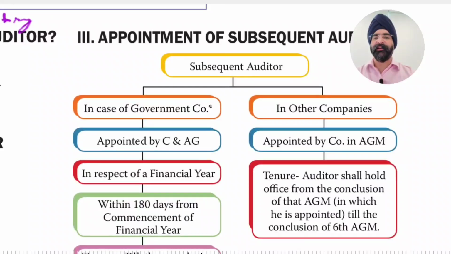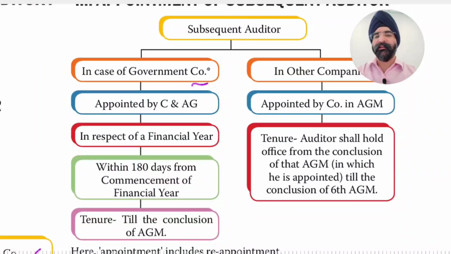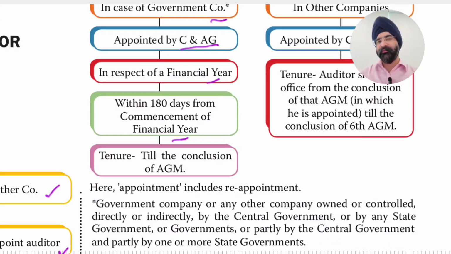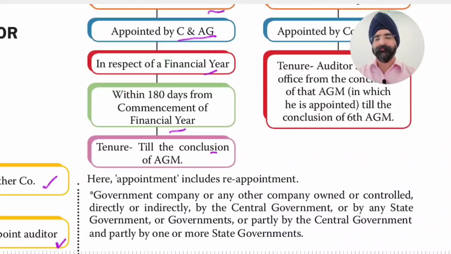So in case of a government company, the subsequent auditor is also appointed by the Comptroller and Auditor General in respect of a financial year within 180 days from the commencement of the financial year. So in respect of any financial year, the Comptroller and Auditor General will appoint the statutory auditor within 180 days from commencement of the financial year. Tenure will be till the conclusion of the AGM.